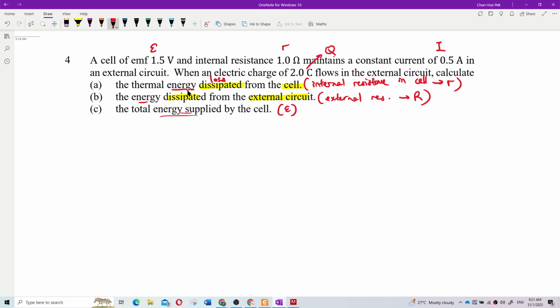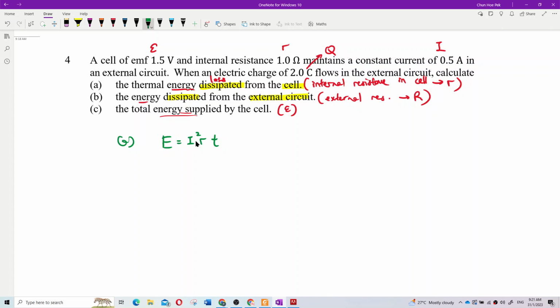Okay, now let's do the question. Question A. So how to find it? What is the energy formula? If we are talking about resistance, then you use I squared R T. But this one is energy loss inside the battery, so using the small r: I squared r T, the energy inside the battery.